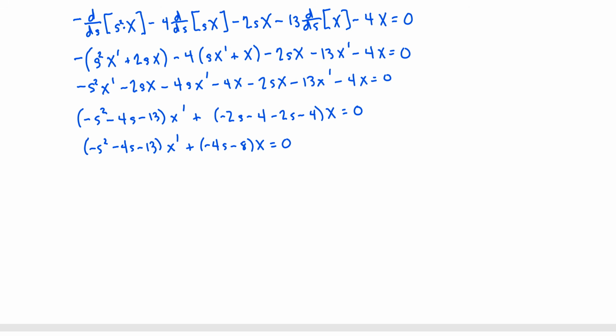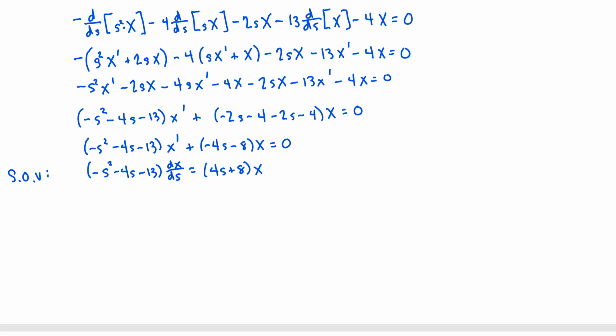So I'm going to do two things on this step. I'm going to change that x prime into dx over ds, and I'm going to move this term to the other side. So we have 4s plus 8 times x. Again, we can solve this with separation of variables. That is, I'm going to get all my x's on the left side, and I'm going to get all the s's on the right side.